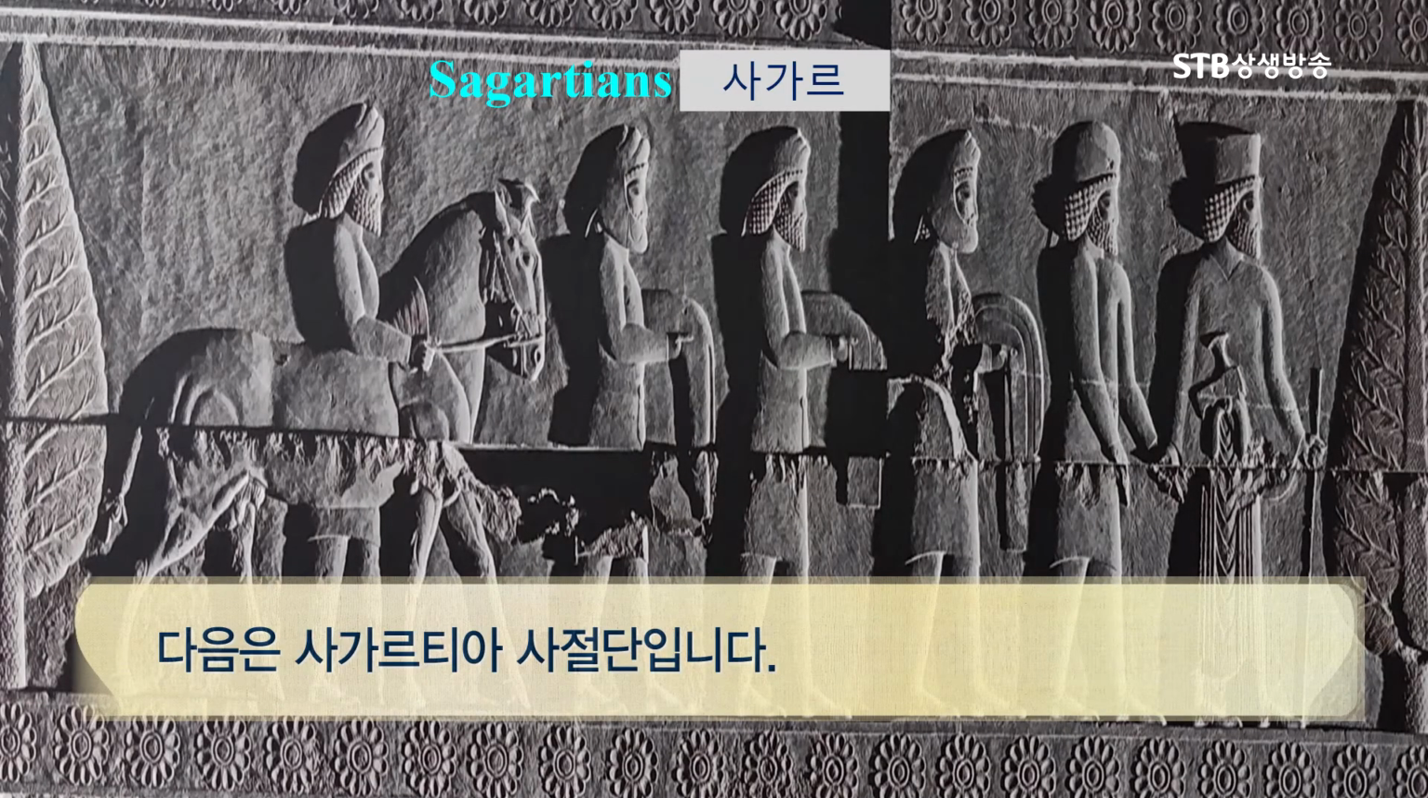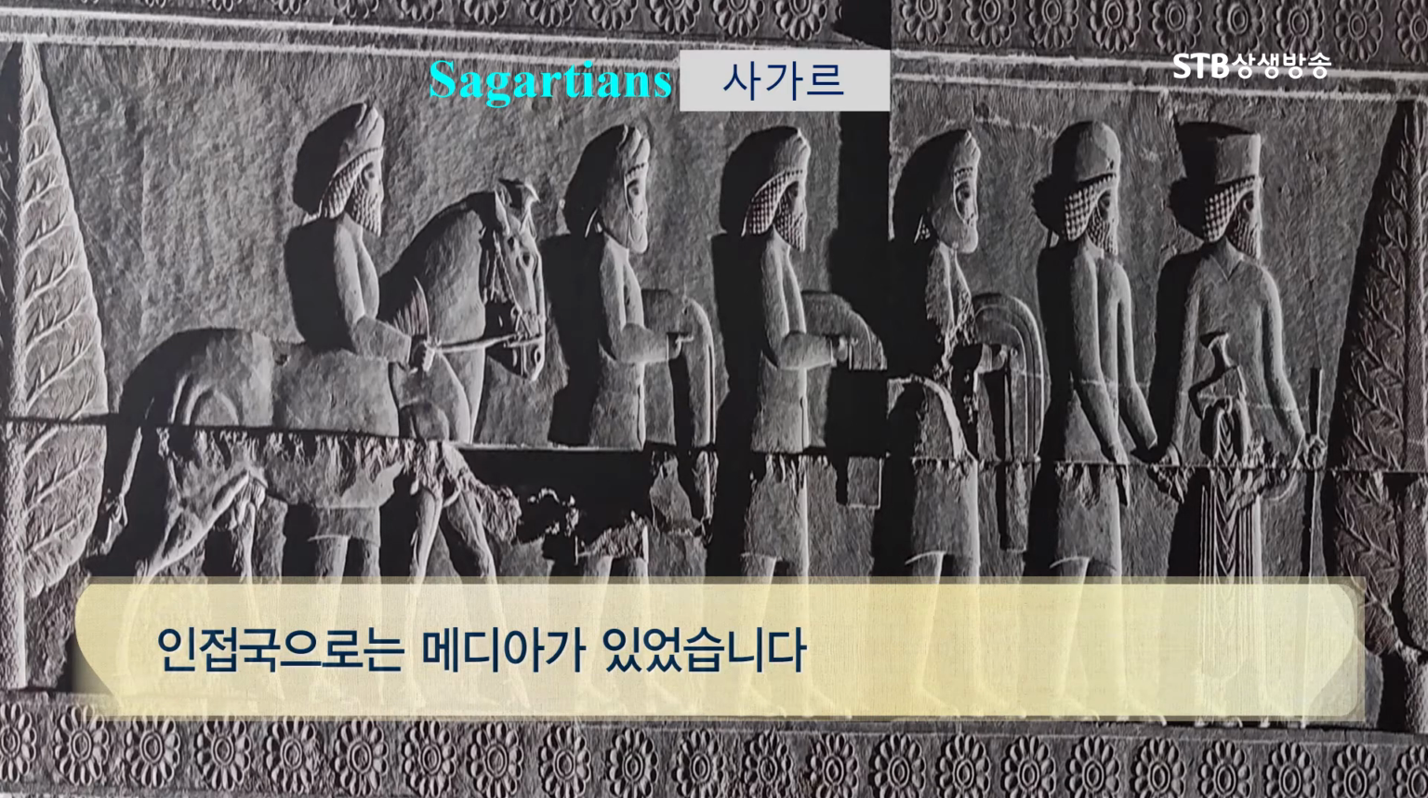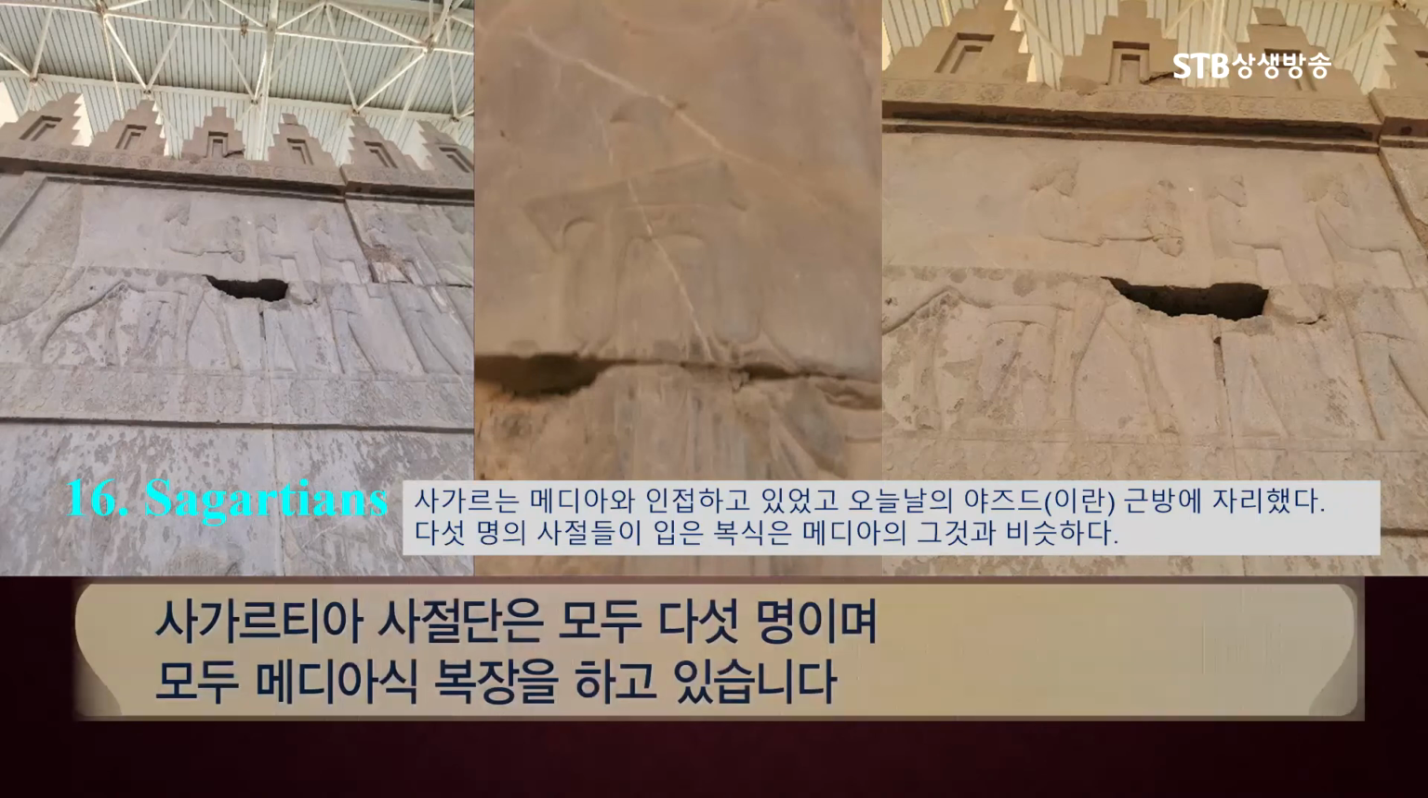The next, Sagartians, central part of Iran. Their land is somehow like the city of Yazd nowadays, in central part of Persia. Their location is beside of Medians. 5 people dressed exactly like the Medians.